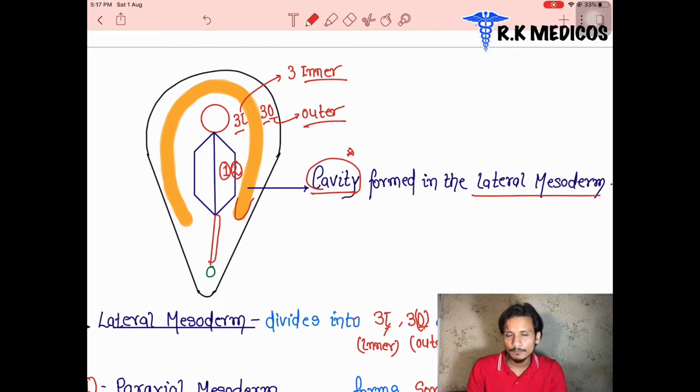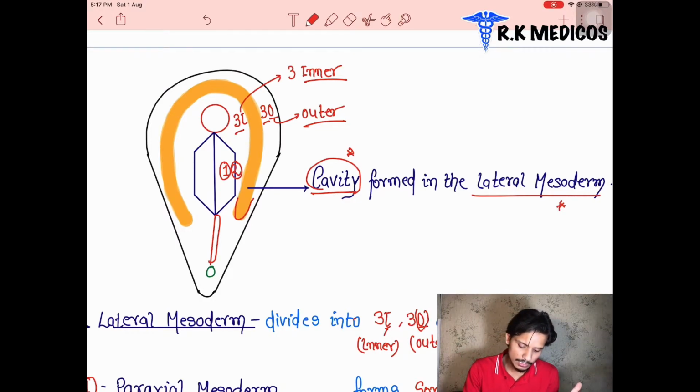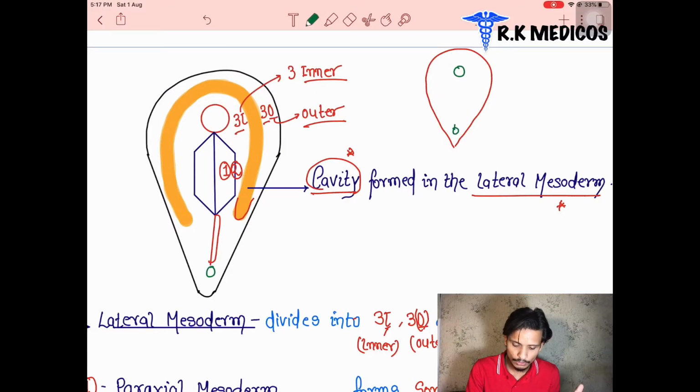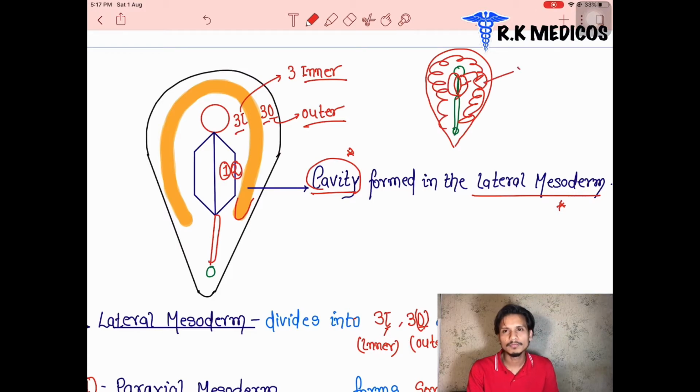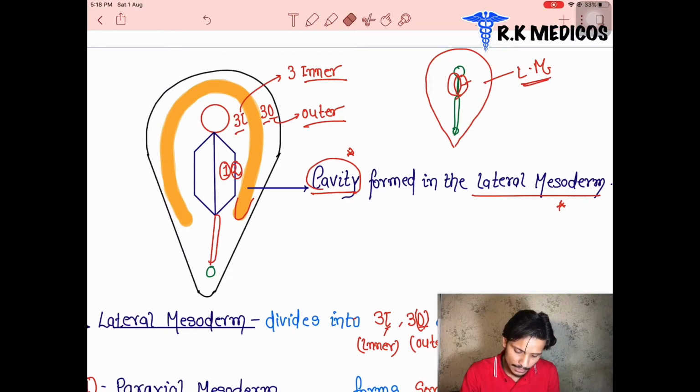Now you know the lateral mesoderm is the most marginal part. Suppose that this is our embryo and this is the prochordal plate, cloacal membrane, this is the primitive streak, everything is located here, notochord. From the notochord, first is the paraxial, next is the intermediate, and this whole structure located here is the lateral mesoderm. Inside this lateral mesoderm, a cavity is present, like this.